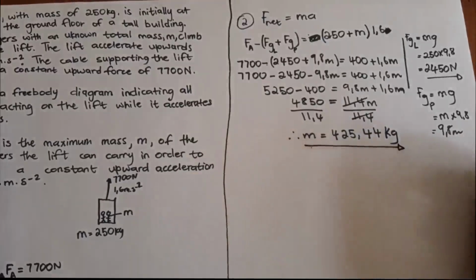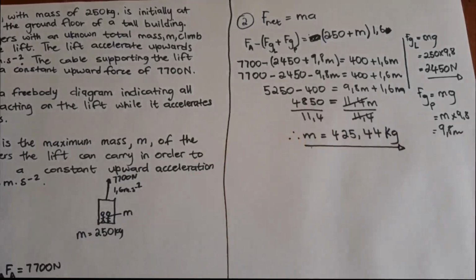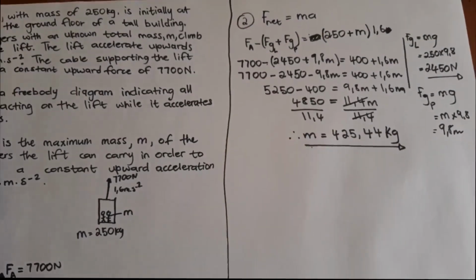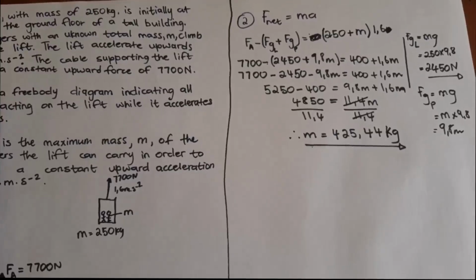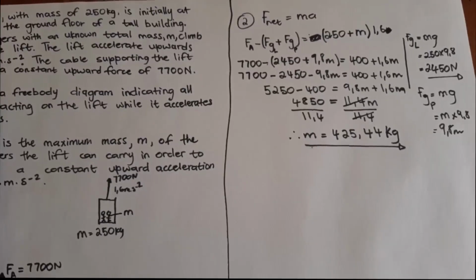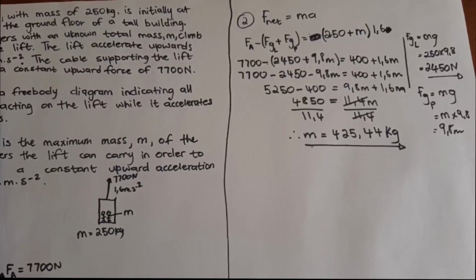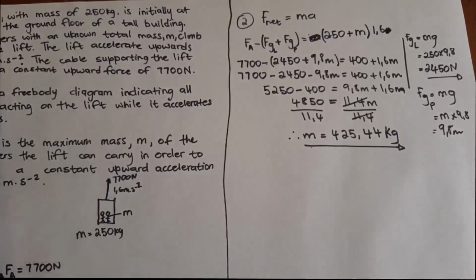So this will be the maximum mass that the passengers must have on the lift, so that the cable that is pulling the lift is able to accelerate the lift upwards by 1.6 meters per second squared. I hope you get it, guys. So these are the calculations. I try to be very slow as much as possible. So let's move to the last example for today, which is very important.